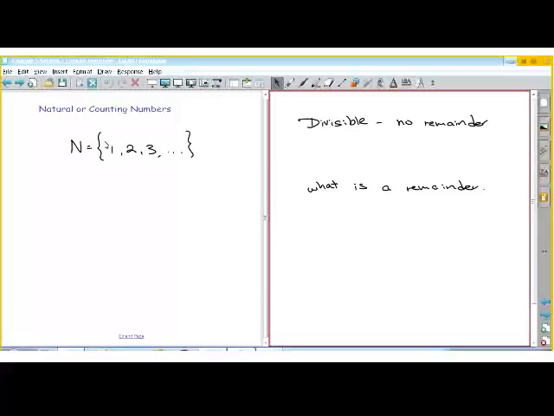Then the next step. Okay, so prime numbers are a special kind of natural or counting number. So before we can talk about prime numbers, we have to talk about what it means for something to be divisible by another number. And what divisible means is that when you do the division, there's no remainder. Well, what is the remainder? It's the amount that you would have to add to a number to get, well, let me just use an example.